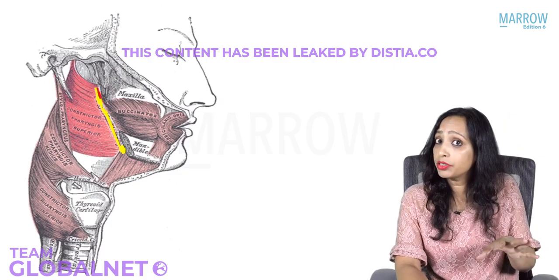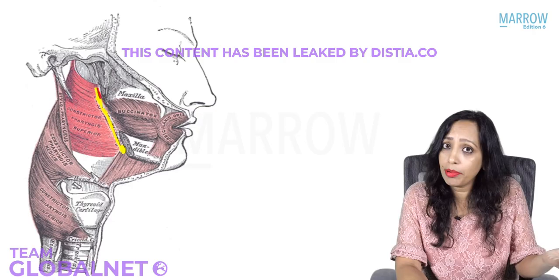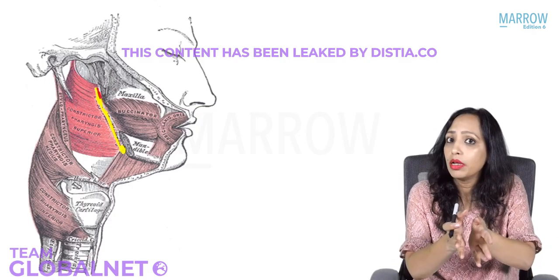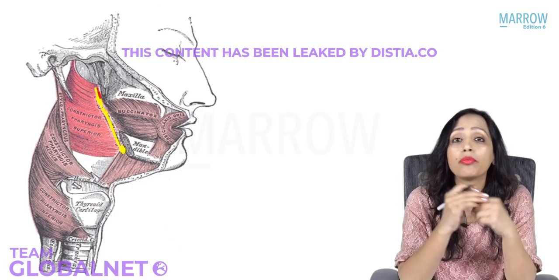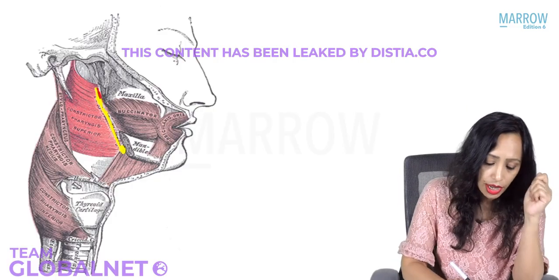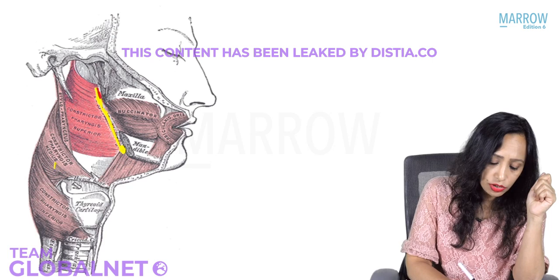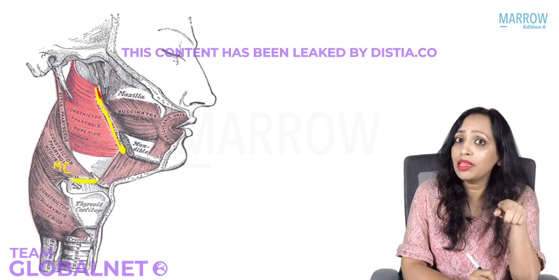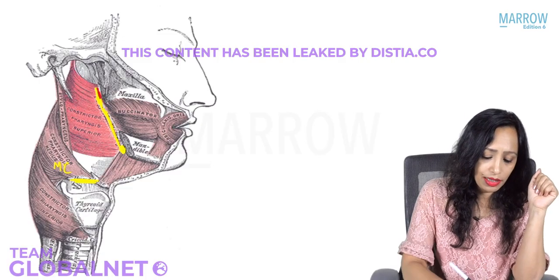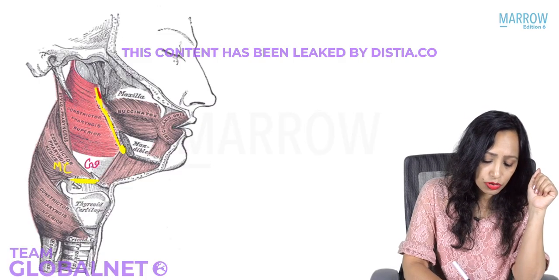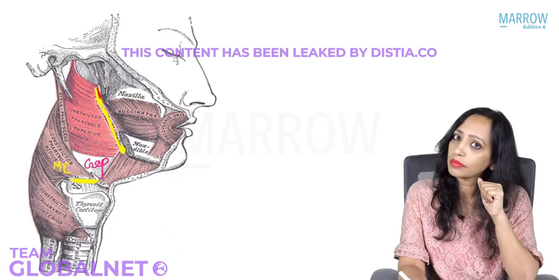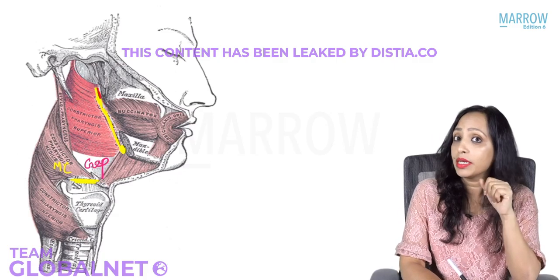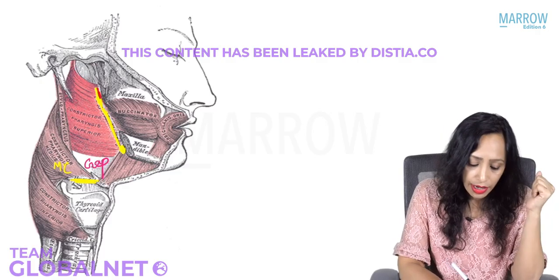So the middle constrictor should now start from the mandible. Yes or no? Superior constrictor has ended at the mandible. But the middle constrictor does not start from the mandible. It starts from where? From the hyoid. So the origin of the middle constrictor muscle is from the hyoid, which means that in between these two, automatically there is going to be a gap. Yes. And also the middle constrictor originates from the hyoid.